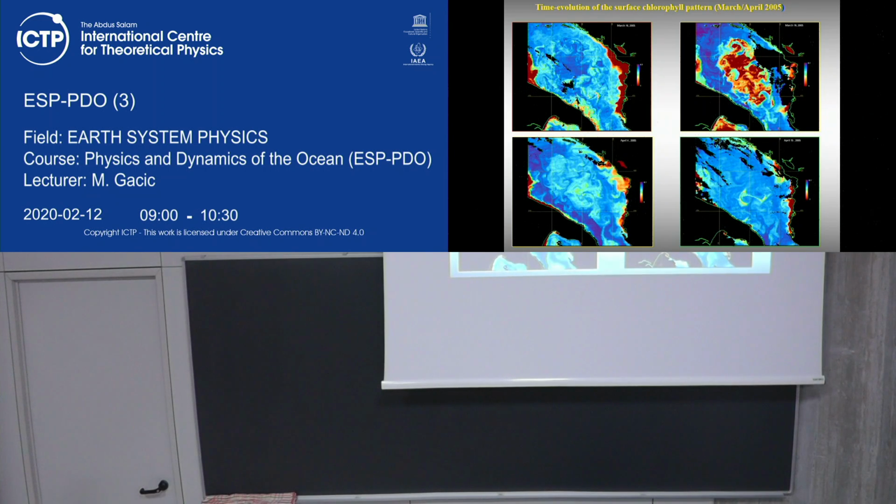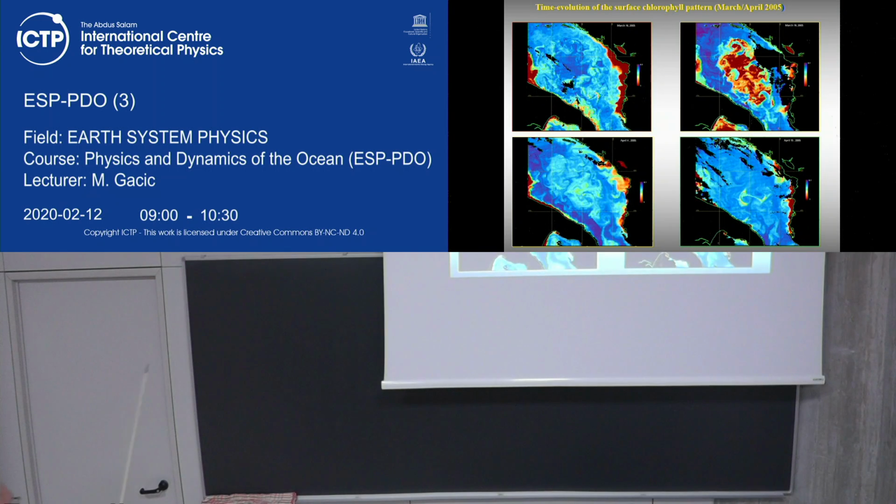So each semi-enclosed sea, if it's isolated from the adjacent ocean, has its own conveyor belt, has its own thermohaline circulation, and this is true also for the Mediterranean. The Mediterranean has a conveyor belt, which is driven by two engines. One engine is in the Adriatic, and the other one is the Gulf of Lions.